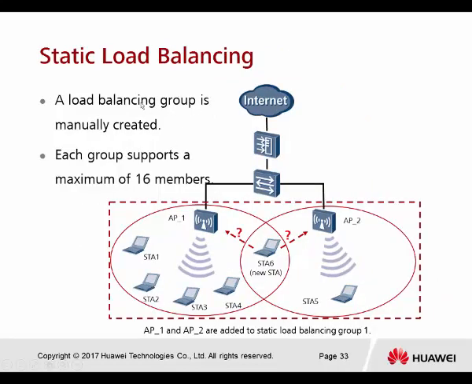So this is the static load balance. A load balancing group is manually created. So to configure the load balancing here, the administrator needs to manually configure the group, for example, which APs are allowed to perform load balancing. Maybe they have some very strict policy in the environment, so they will not allow the user to perform load balancing, because when we're doing load balancing between two different APs, it will cause some packet loss when you're doing a video conference or voice over IP. To prevent this from happening, they recommend using the static load balance. For the static configuration, it can only support up to 16 members. This is the maximum that we can configure.